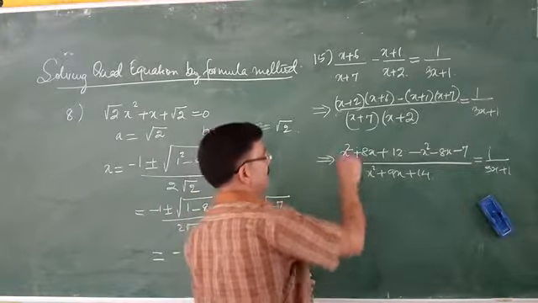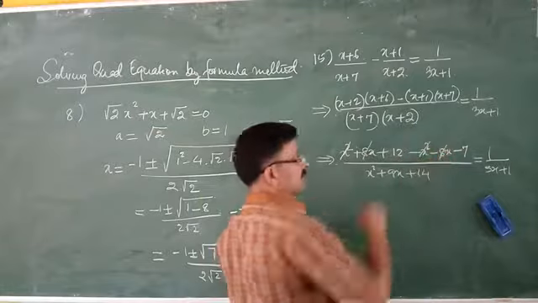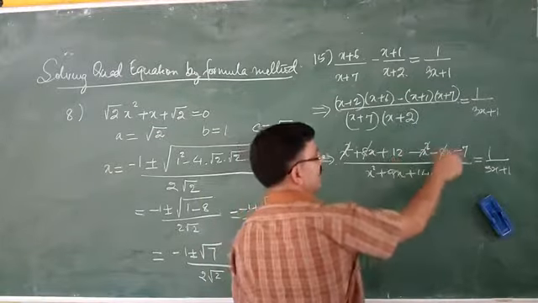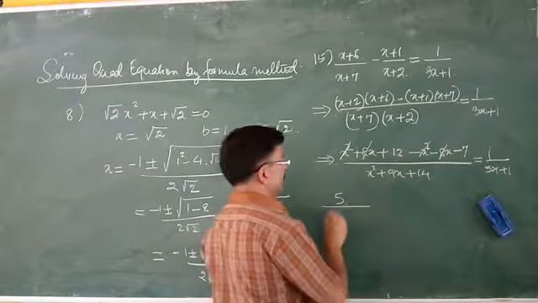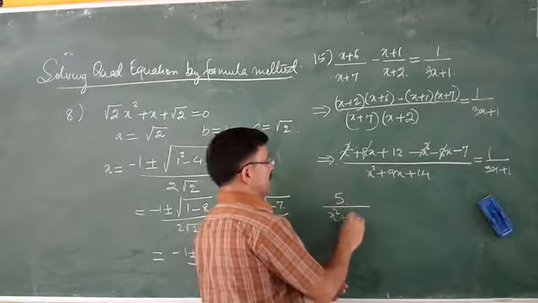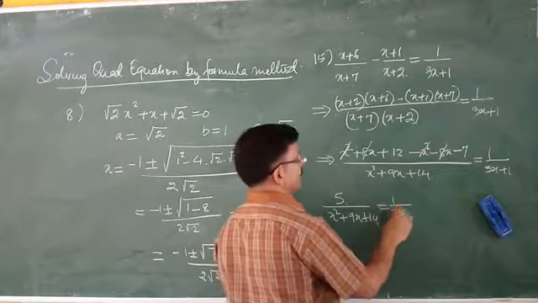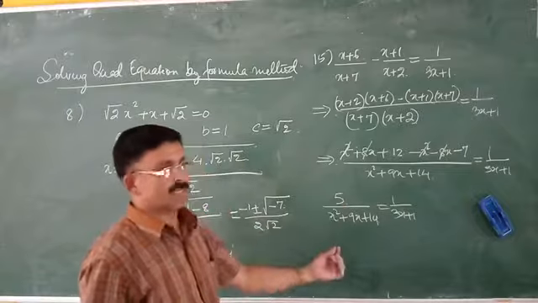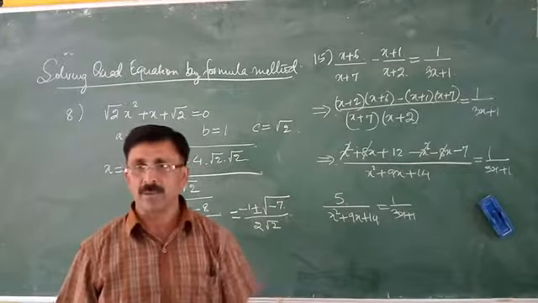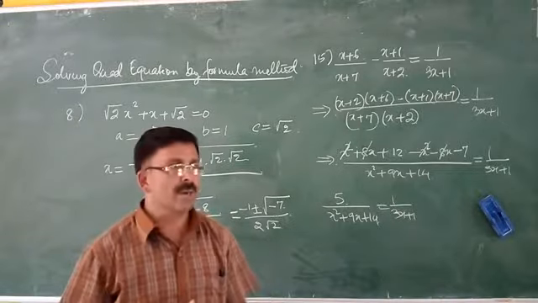After this we simplify again. X square minus x square cancel. 8x minus 8x cancel. In the numerator you are left with 12 minus 7, which is 5. And the denominator we have x square plus 9x plus 14. And the right hand side we have 1 over 3x plus 1. Now we can see your left hand side has become one fraction. We made the two fractions into one. Now we can go for cross multiplication.